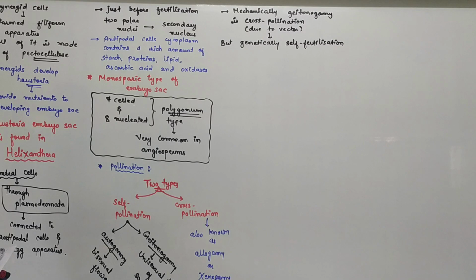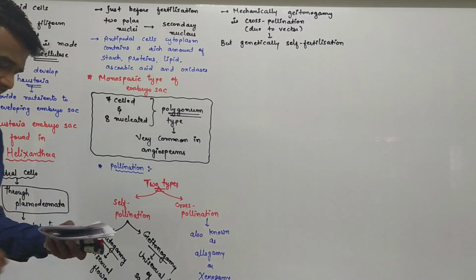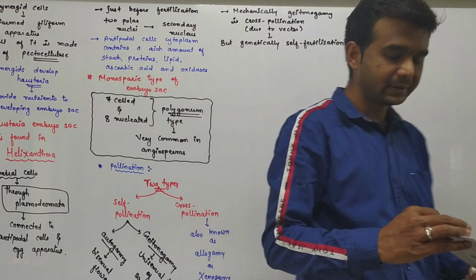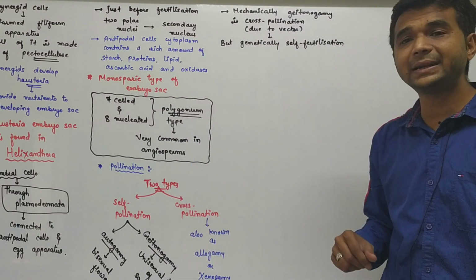Autogamy occurs in bisexual flower. Example, rice is there. Okay, and you know that cleistogamy.